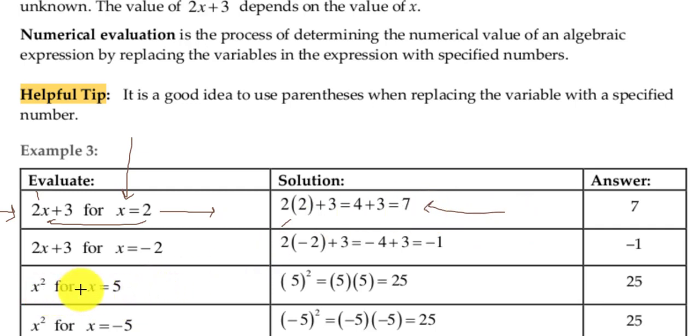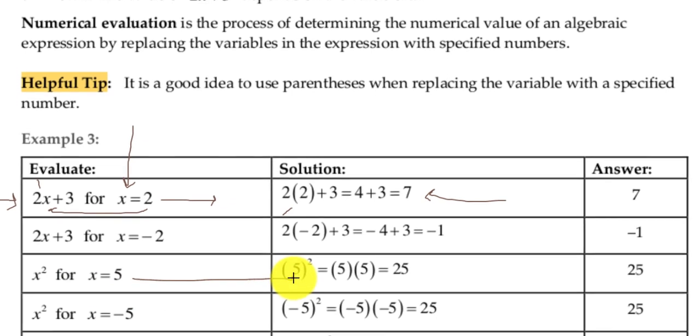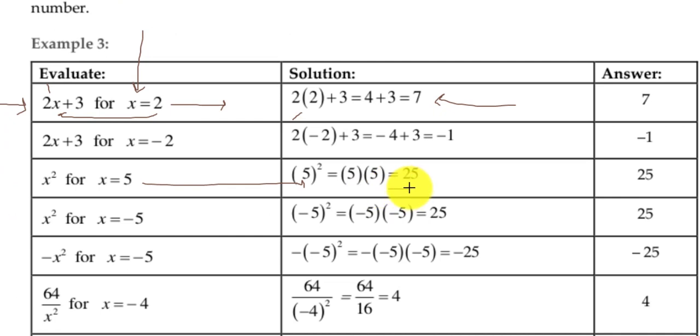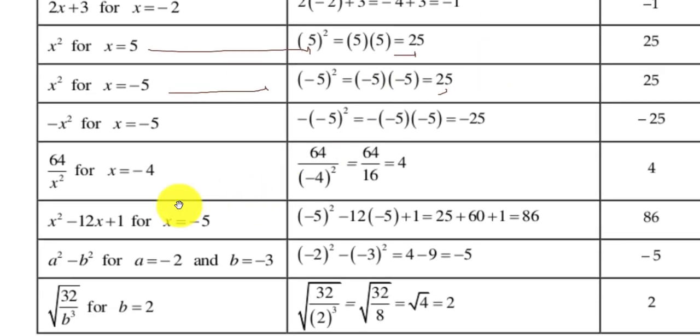And if I had something like x squared, and I know that x equals 5, you're going to basically square the 5, which would be 5 times 5 is 25, okay? And if I had negative 5, well, if I square negative 5, you end up with negative 5 times negative 5 is 25, okay? And they give you a few more problems to practice, and they give you the answers to the right, so they show you what to do for these problems.